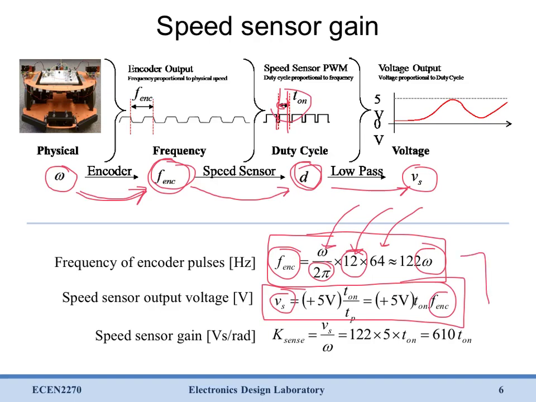And if we simply put these two equations together and solve for a relation between omega, which we want to be our input, and Vs, which we want to be our output, we can find that the transfer function for the speed sensor circuit is simply a constant k sense, which means that for any given motor speed omega, we know that Vs is simply equal to k sense times omega. And so we can use this equation right here in order to model our whole speed sensor circuit.